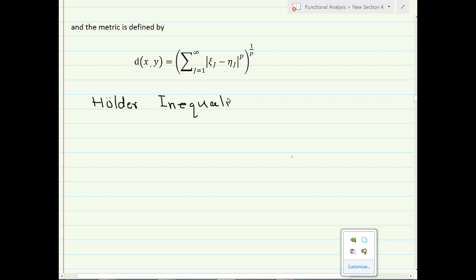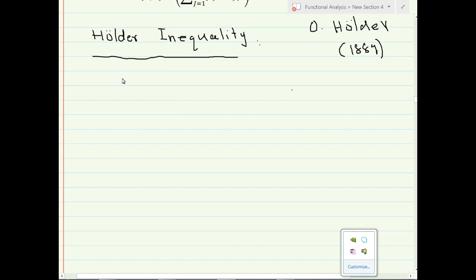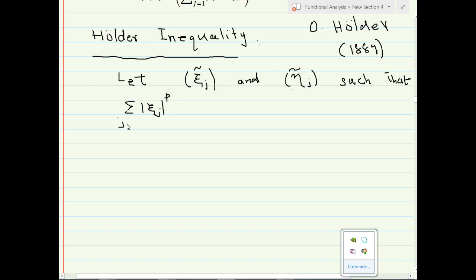This inequality was first derived by O. Holder, and he derived it in 1889. So first of all, let us take two sequences, xi j tilde and eta j tilde, such that the sum of the series absolute value of xi j tilde whole raised to the power p, where j varies from 1 to infinity, is equal to 1.